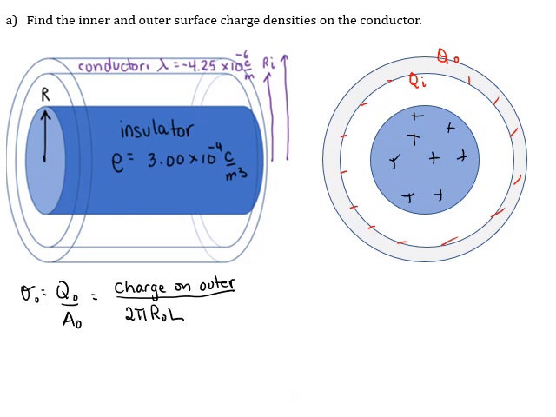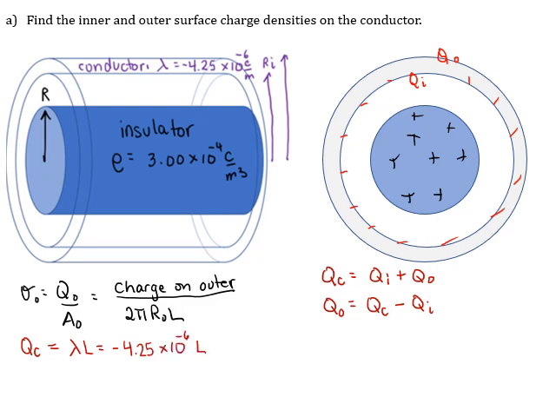The total charge overall, Q of the conductor, is however much charge is on the inside surface plus however much charge is on the outside surface. So the charge on the outside surface is the charge on the conductor, take away the charge on the inside surface. The net charge on the conductor is something we can figure out. The total charge would be the charge density times the length. And we're given that the charge density is minus 4.25 times 10 to the minus 6 times the length.